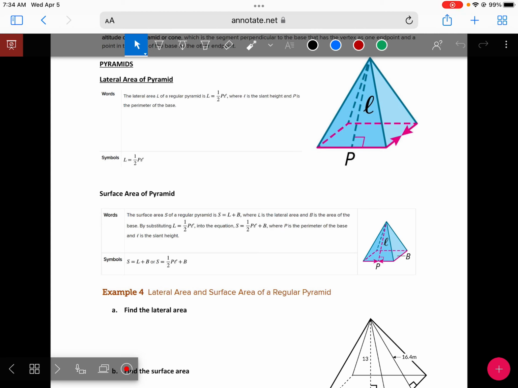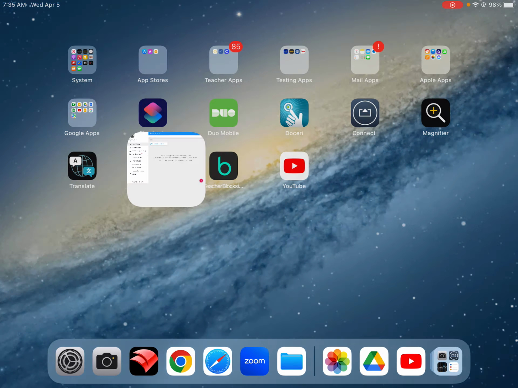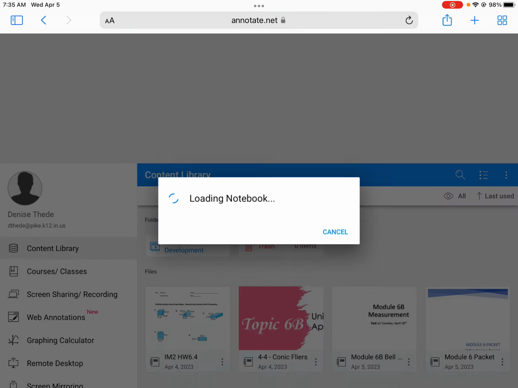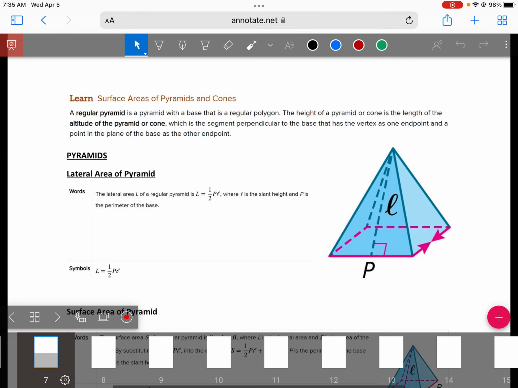All right. What about the number of bases? How many bases did we have for prisms? 2. When you have something that comes to a point, like this cone or this pyramid, you only have one base. So those are the big differences, all right? So let's talk about this. All right, here we go.